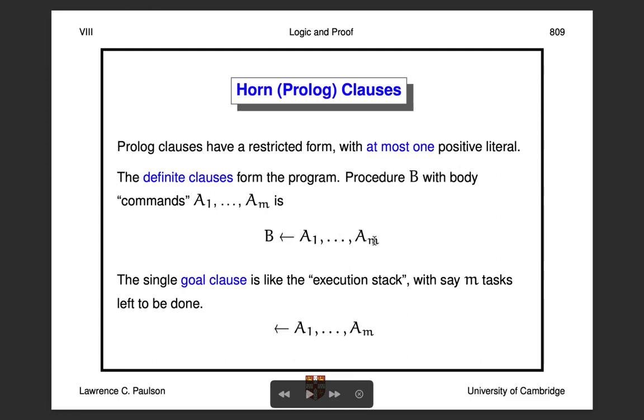And one of the crucial aspects of this restricted resolution is suddenly the order becomes critical. Before, clauses were sets. Now they're ordered. A1 must be done before A2, before A3, and so on. Finally, AM must be done.